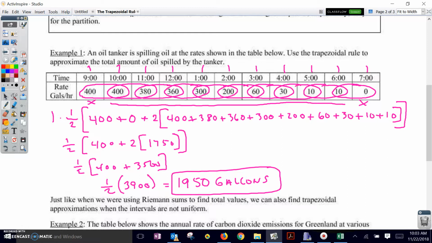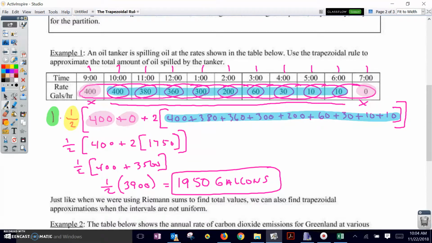Alright, so that's a good approach when we have uniform width trapezoids. We figure out the width of each of the trapezoids. We pull the average out that we're using, and then we take the first and last measurements, count them only once, and then we take all the rest of the measurements and count them twice. Alright, so that's how we handle it if we have uniform width trapezoids.